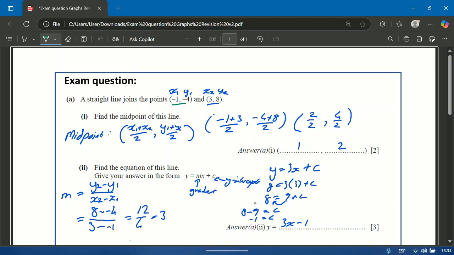Okay, so let's try that. So instead of putting 8, I'm going to put minus 4 for the y value. Then 3 is the gradient. And then instead of putting 3, I'm going to put minus 1 for the x value. So minus 4. 3 times minus 1 is minus 3. Move the minus 3 there. It becomes plus 3. Bam. We get the same answer as we should. And now we know we got it right.